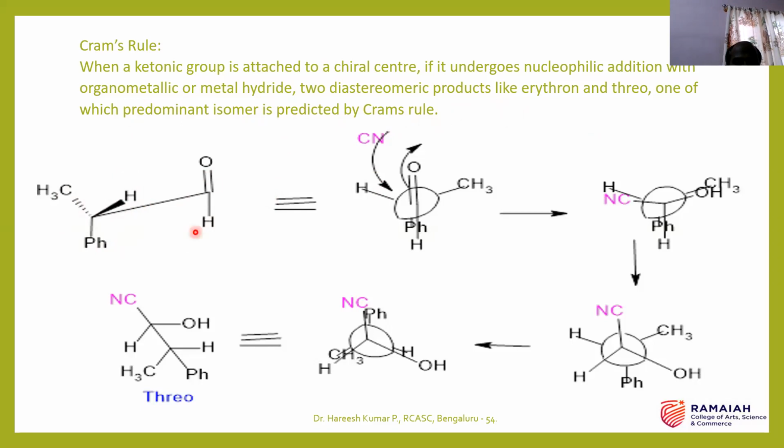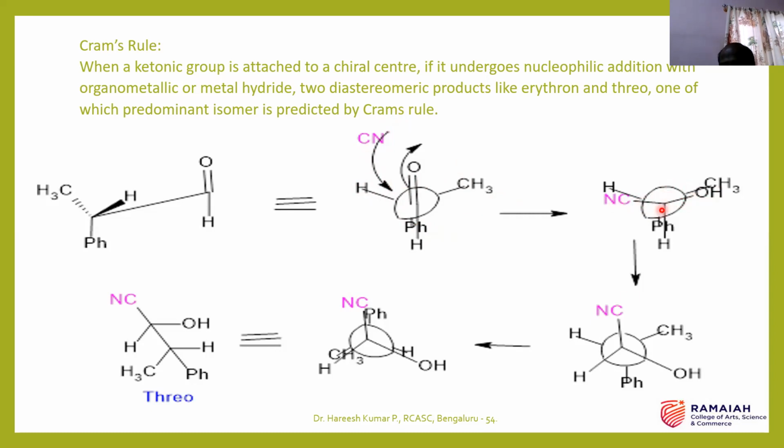Okay, so how can we explain? Let's take this example. This is a chiral compound attached to a carbonyl compound. And here I have drawn a Newman projection formula. Here you can observe that this is the H, and H is a small group. So the nucleophile is attacking from here. This face is called the Si face, so the nucleophile is attacking from the Si face. That is the reason it will give you an intermediate like this.